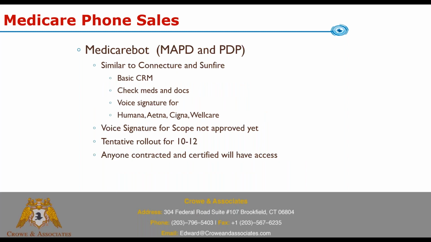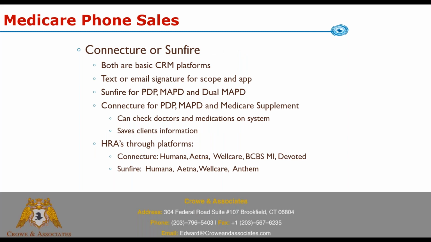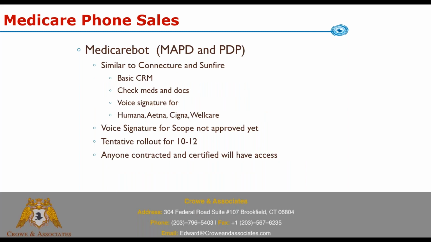Okay, so just to go back for a minute. So a lot of agents that do phone sales, they aren't an official call center. So they'll use Connecture or Sunfire, and they will do text or email for enrollments and scopes. That works great, but sometimes you'll get duals. The flaw with it is sometimes you'll get duals who don't want to do email or text, or you get older clients who don't do either one either. So it's kind of the drawback to Connecture or Sunfire. However, it is heavily used by agents who sell by phone.